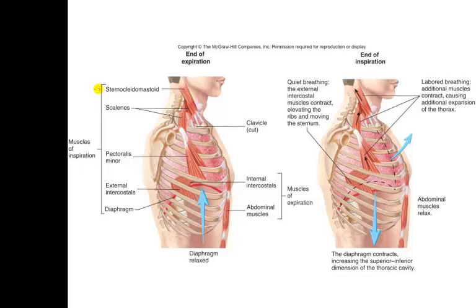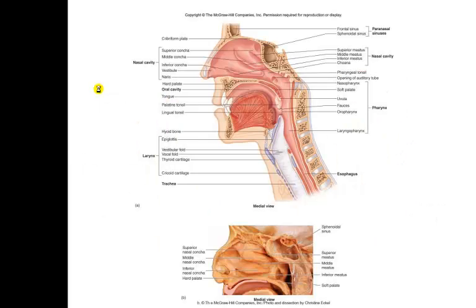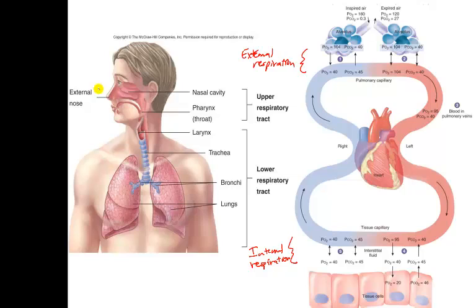We're going to look more closely at the parts of the respiratory system today, particularly the respiratory tract. So, for the rest of this lecture, we're going to look at the anatomy and histology of all the parts of this respiratory tract, from the nose on down to the lungs, and specifically the alveoli in the lungs.